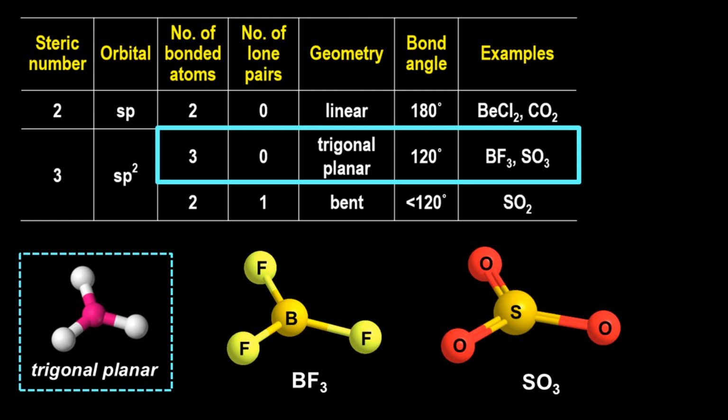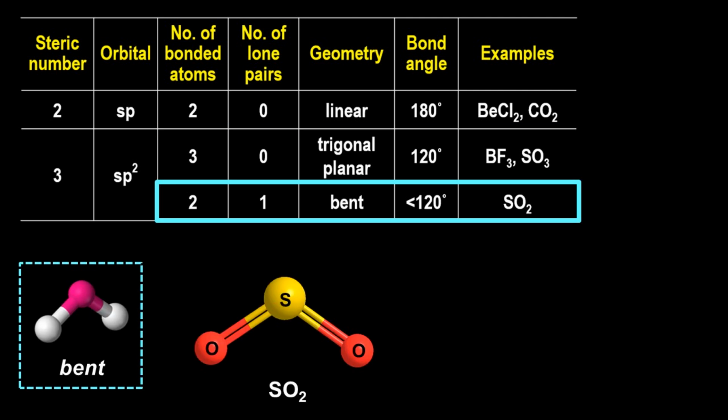Now, when the steric number is 3, things get a little more interesting. If all 3 positions are filled with bonded atoms, the molecule takes on a trigonal planar shape with bond angles of about 120 degrees. You'll see this in molecules like boron trifluoride, BF3, or sulfur trioxide, SO3. But if one of those spots is taken up by a lone pair instead of a bonded atom, the shape changes. Lone pairs push a little harder than bonding pairs, so the molecule bends just a bit, and that makes the bond angle slightly less than 120 degrees. A classic example of that is sulfur dioxide, SO2.